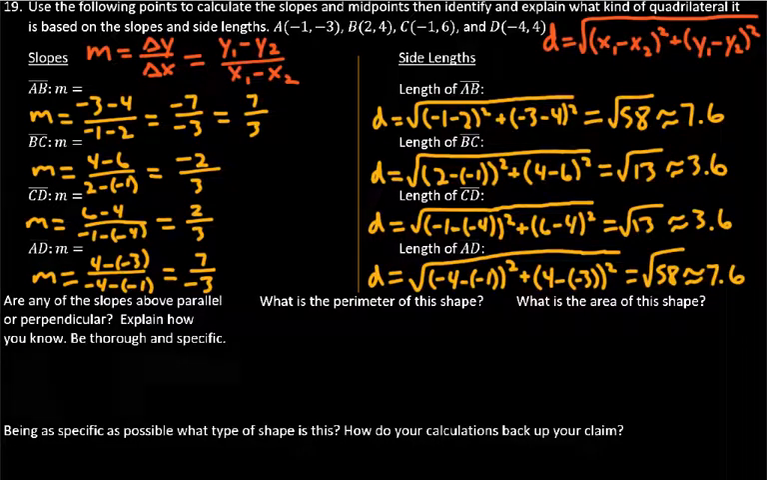After calculating those distances, what I see is that consecutive sides, BC and CD, are congruent, and consecutive sides AB and AD are congruent. And I'll talk more about that in just a little bit.